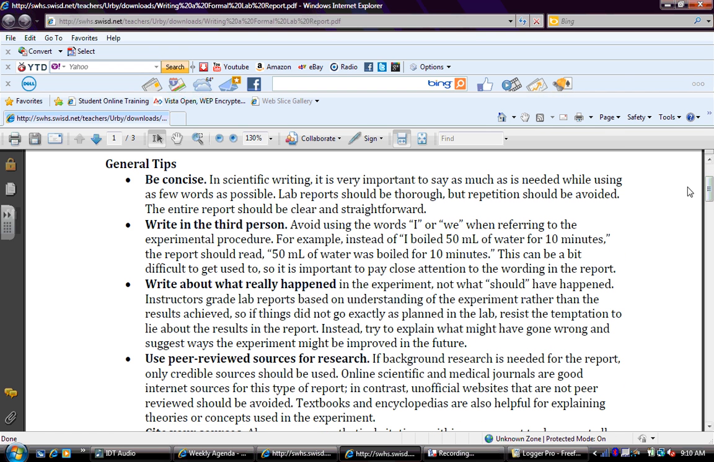Again, I'm going to review very quickly some of the things we've already discussed for formal lab reports. I expect you to be concise. The lab report should be thorough, but I don't want a lot of repetition. You're going to want to make sure you write in the third person, so I or we should not be included in this paper. Instead of saying we dropped the ball from the second floor, you're going to want to say the ball was dropped from the second floor. So make sure you write in third person.